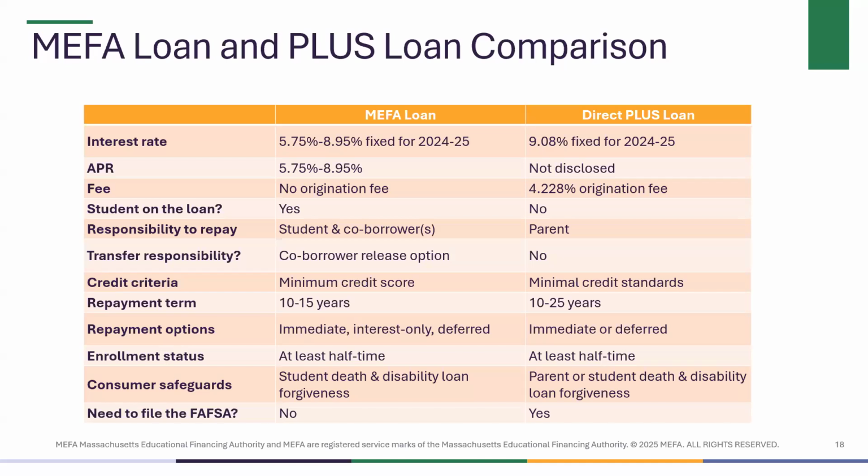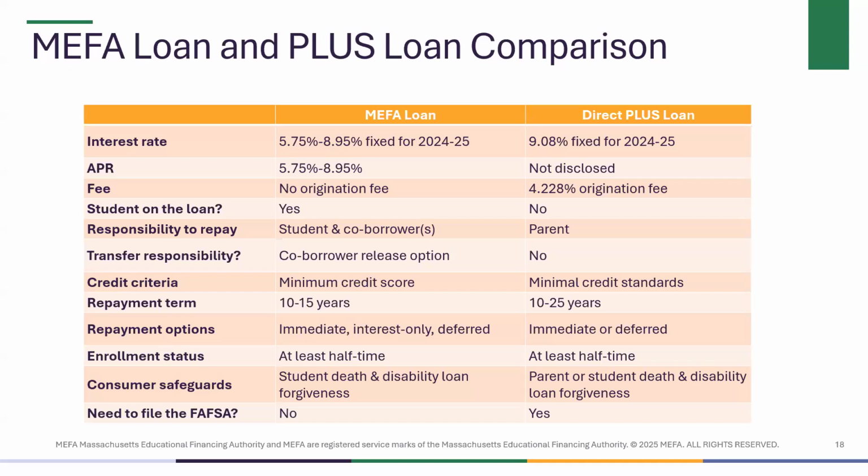But you can see just by looking at the current year rates that the MEFA loan, even at its highest range, is still lower than the federal parent loan through the federal government, and there are no fees on the MEFA loan versus over a 4% origination fee on the Direct Plus loan. And as a reminder, that fee is going to be deducted from your loan proceeds. So the student is not on that federal loan. It only can be in the parent's name.